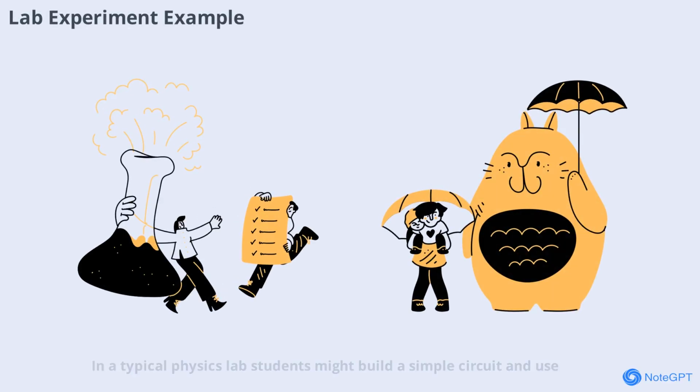In a typical physics lab, students might build a simple circuit and use Kirchhoff's laws to predict and measure currents and voltages.